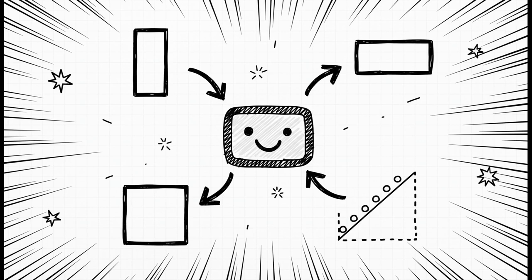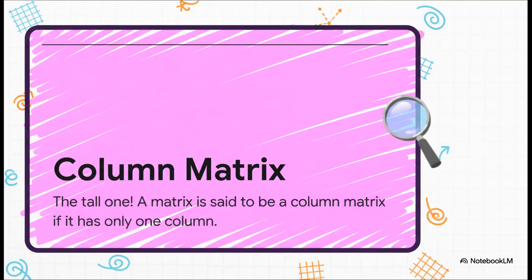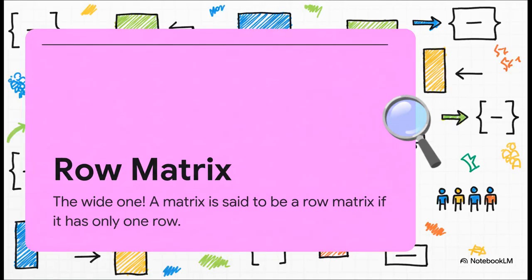So now that you know what a matrix is and what its order is, let's meet some of its family members. Think of it like a rapid-fire round. Ready? Let's go. First up, we have the column matrix. The name gives it away, really. It's the tall one. It can have any number of rows, but it has only one single column, just like a tall pillar.